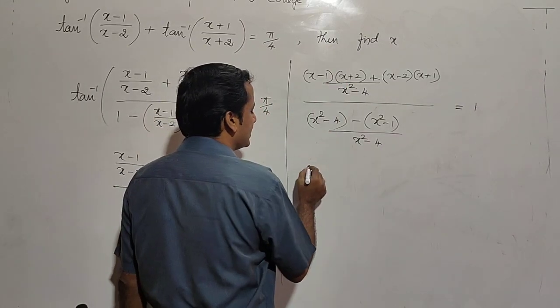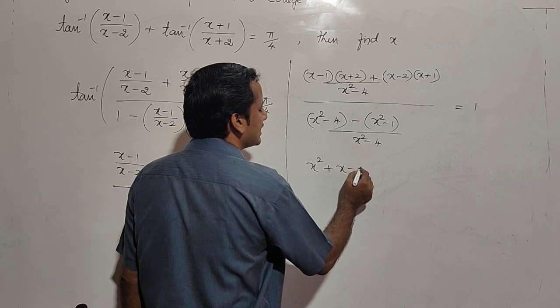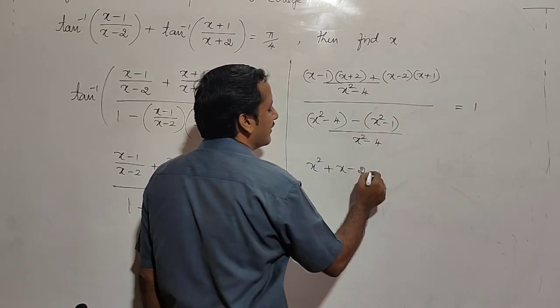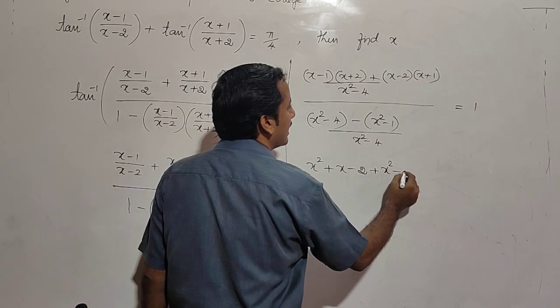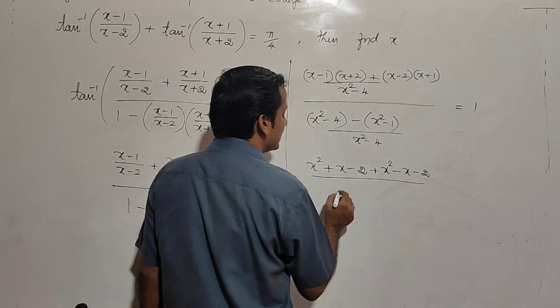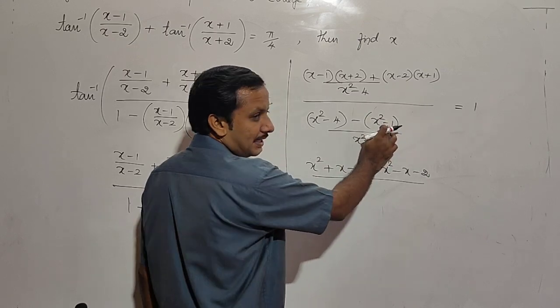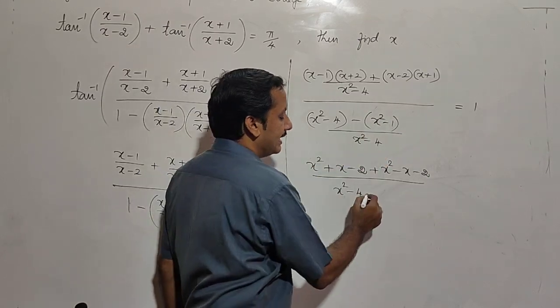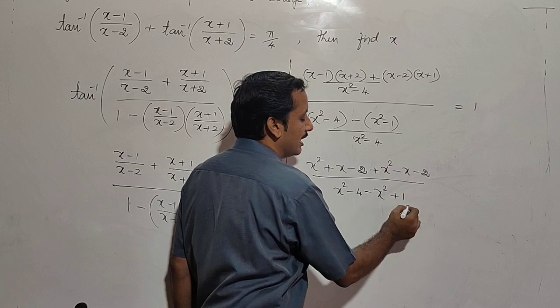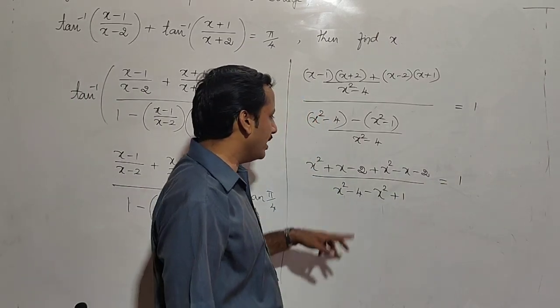Here, when I multiply and simplify, we are going to get x square plus x minus 2. This will give us x square minus x minus 2 divided by, this will become x square minus 4 minus of x square minus 1. I will write that as minus x square plus 1 is equal to 1. On RHS, we have 1 here.